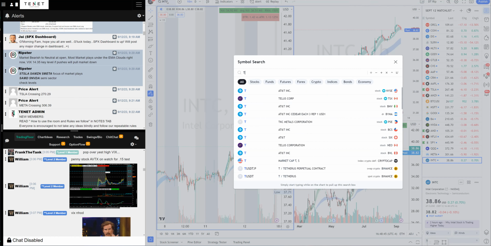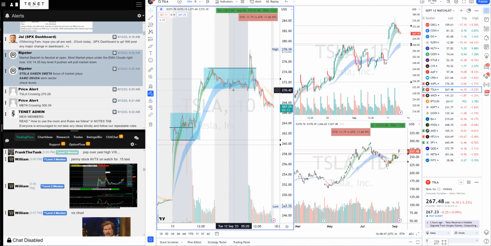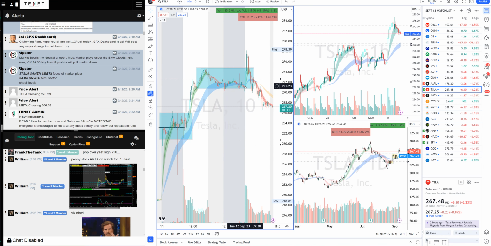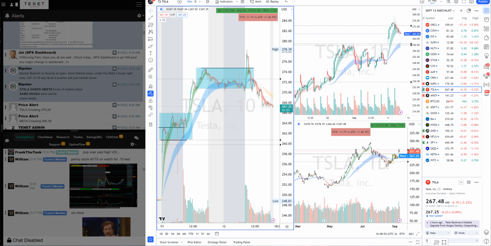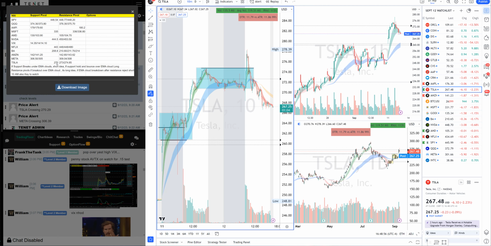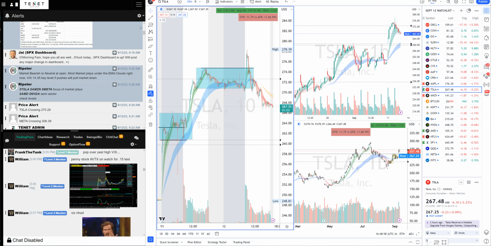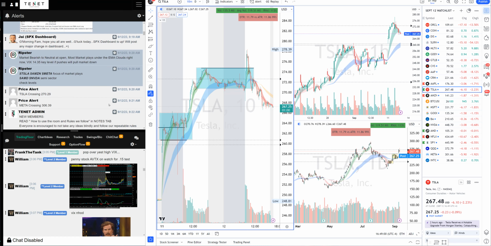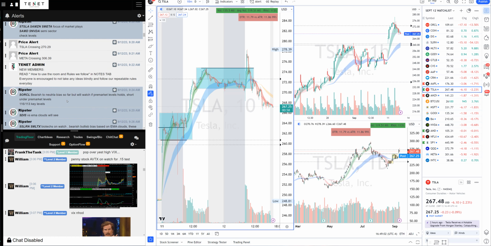I'll show you how we traded Tesla. So let's look at the Tesla trade. Tesla initially was under this EMA Cloud, right? So 270 was my level. Here you see 270 was my level for today. So out of the gate, I did short Tesla.